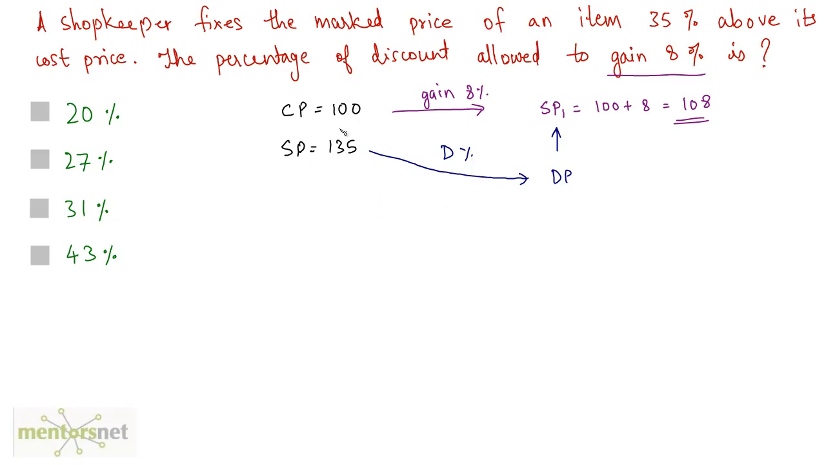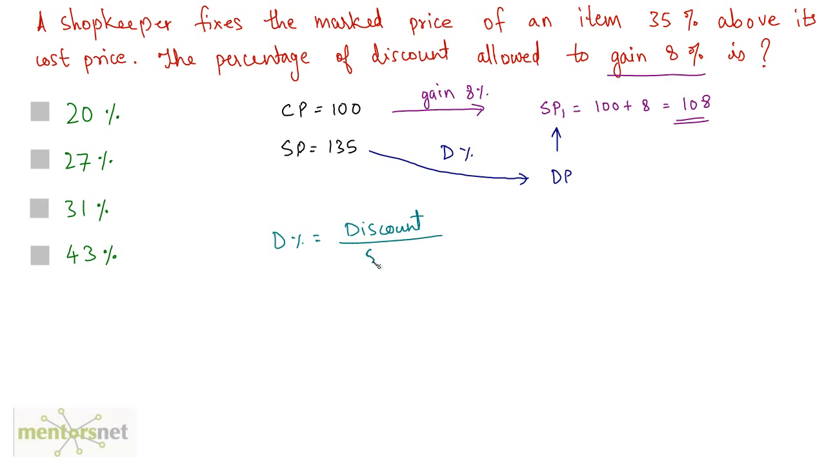So let me again review this. You have the cost price, you increase that cost price by 35%. So we have the new selling price, and on this new selling price, that is the marked price, you give some discount so that you get a gain of 8%. So we want this discount percent. So discount percent is equal to the discount which is calculated on the selling price.